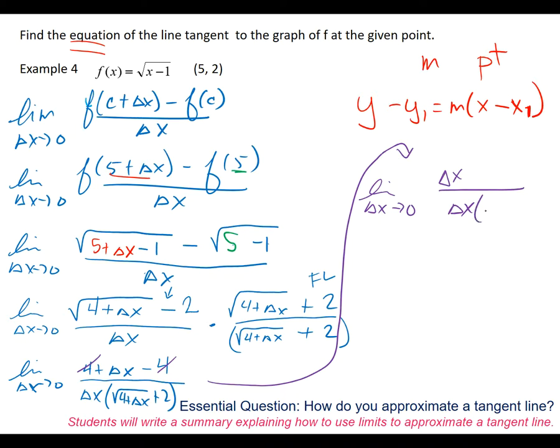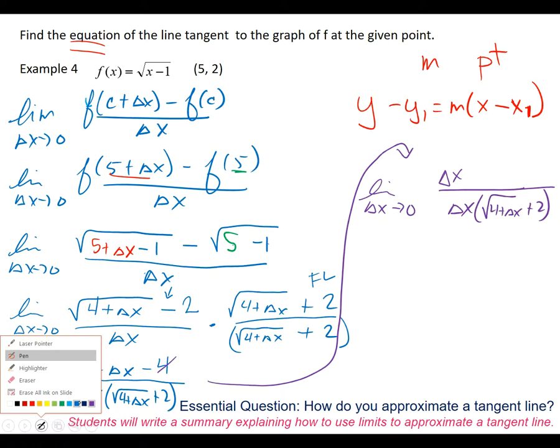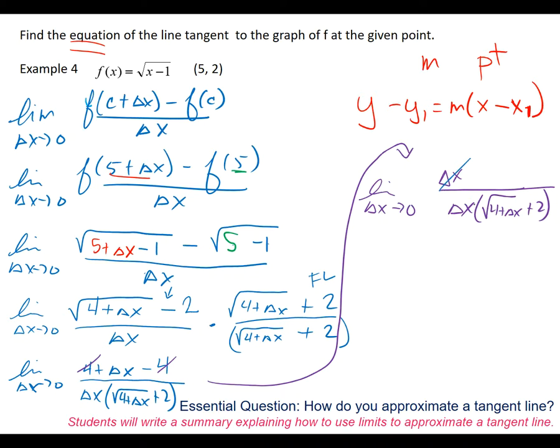Delta x times the square root of 4 plus delta x plus 2. Okay, and remember, multiplying by that conjugate is like multiplying by the number 1, right? We didn't change the problem in any way, we just moved it around. Now what happens? The delta x cancels, which is the pattern. Hopefully you recognize it. That's the pattern we're looking for. We're looking to get rid of that delta x.